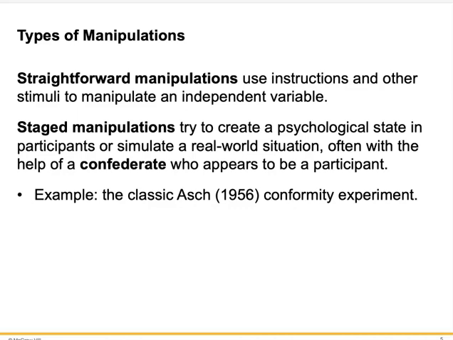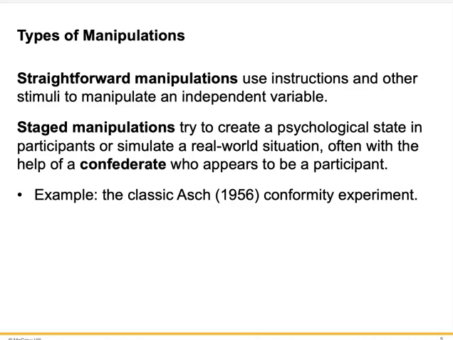Stage manipulations are less straightforward. Sometimes it's necessary to stage events during the experiment in order to manipulate the independent variable successfully. When this occurs, the manipulation is called stage manipulation or event manipulation. Really what they're trying to do is create a psychological state in participants or simulate a real world situation, often with the help of a confederate, someone who's in on the experiment, who appears to be a participant. Okay.